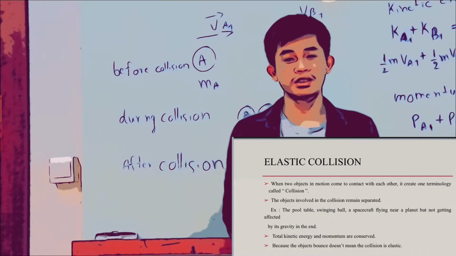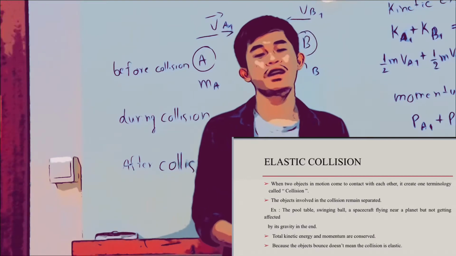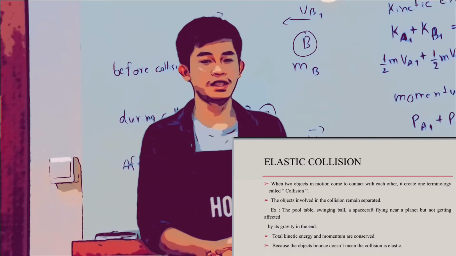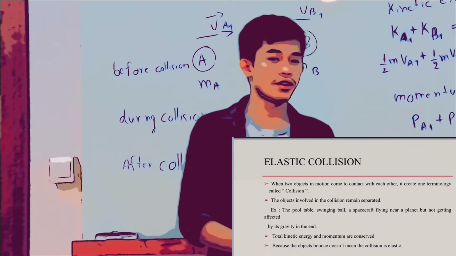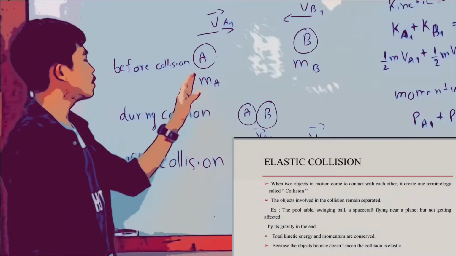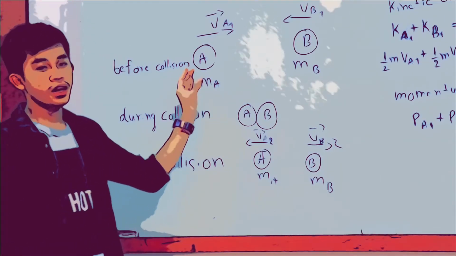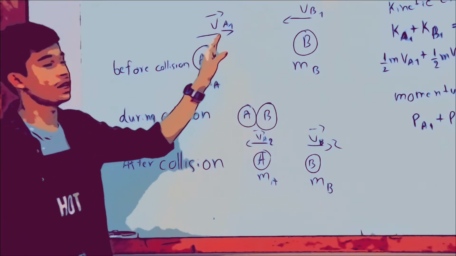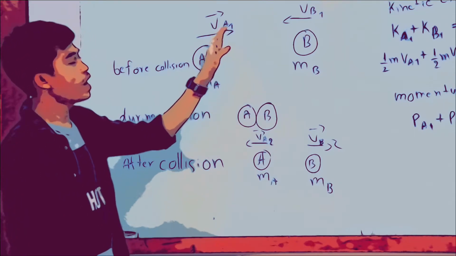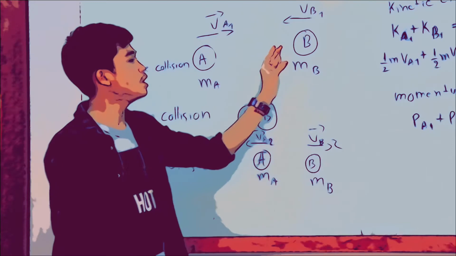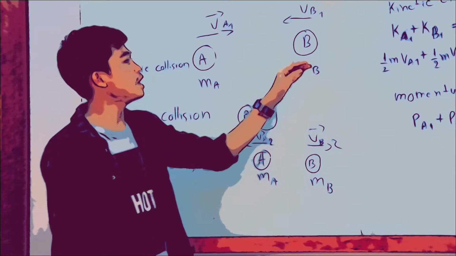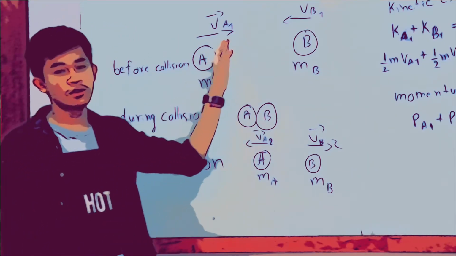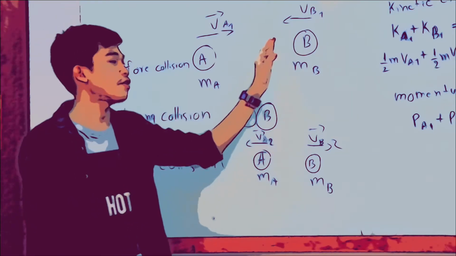The elastic collision is defined as when two objects in motion have contact and then they separate after. To clarify this definition, we have a figure to explain. We assume that before the collision, we have object A, which has the mass of ma and the velocity of va1. And assume that we also have object B, with the mass of mb and the velocity of vb1. Object A travels in the positive direction and object B travels in the negative direction.